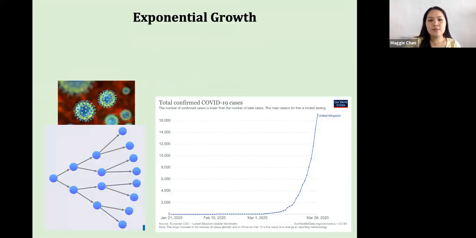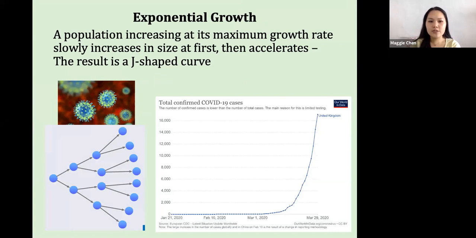So first, exponential growth is a population increasing at its maximum growth, which slowly increases in size at first and then accelerates really quickly. So the result is a J-shaped curve. If we're going to refer to 2020, the start of COVID, as an example, we can look at this graph where our Y, our vertical axis, is the amount of confirmed COVID-19 cases over time.